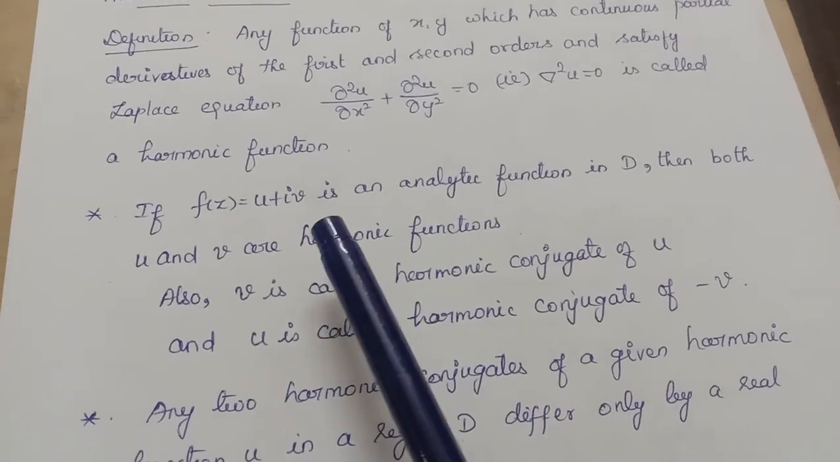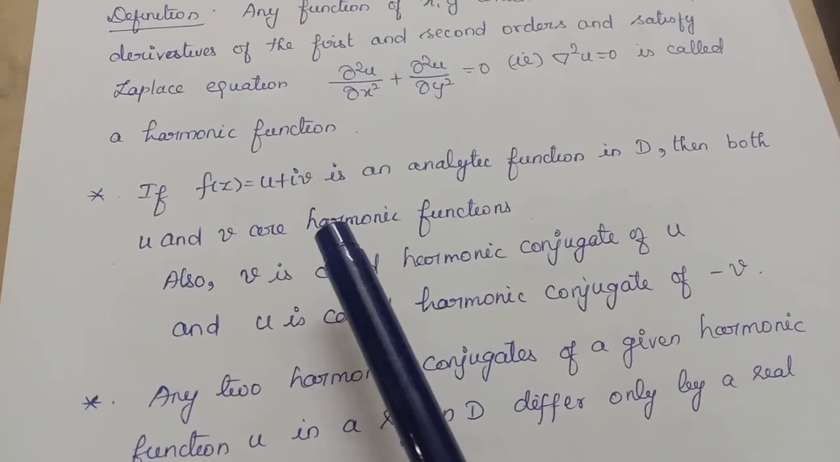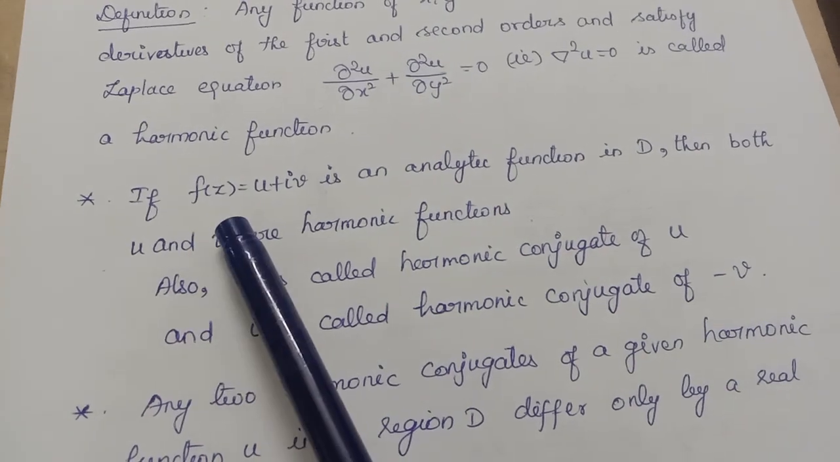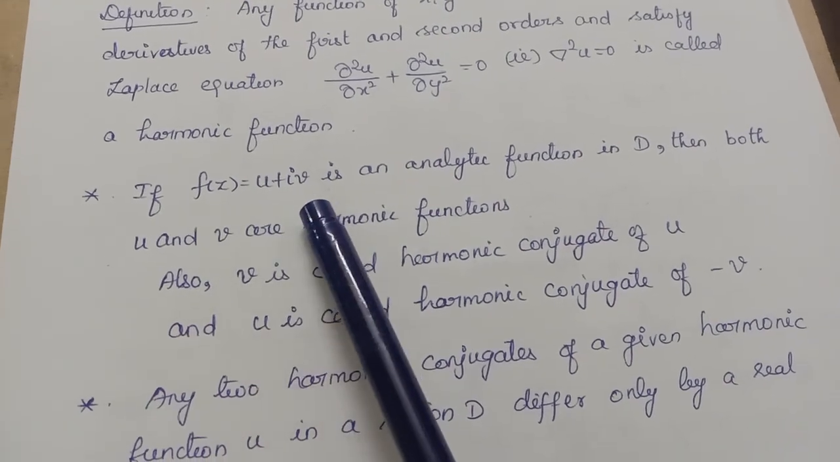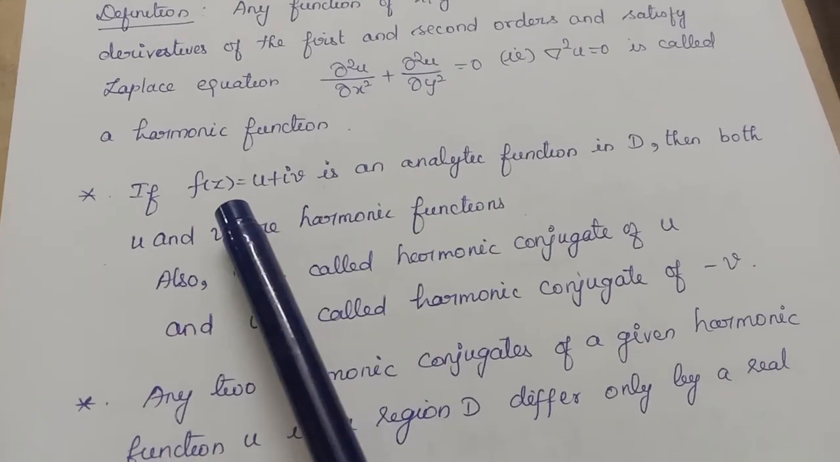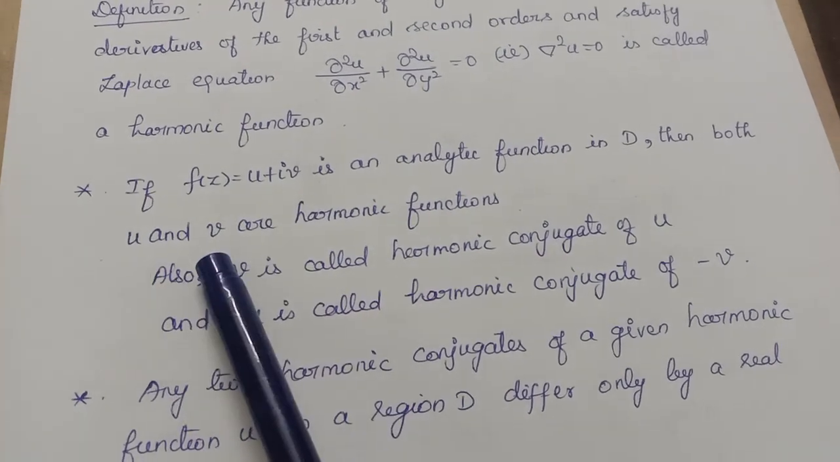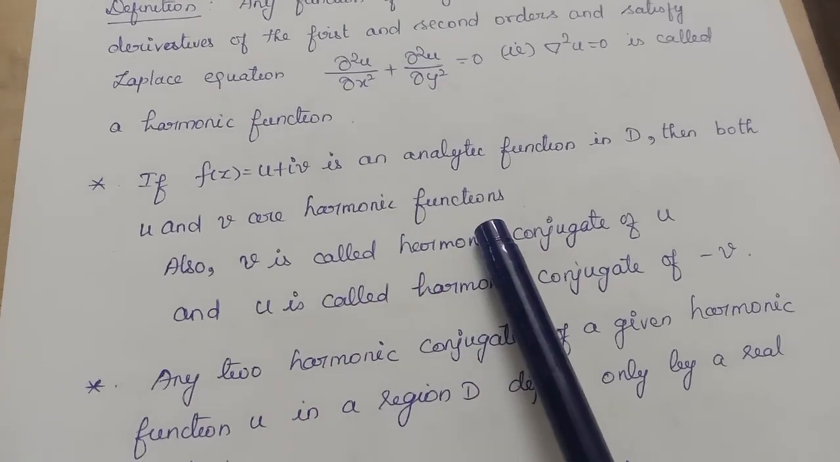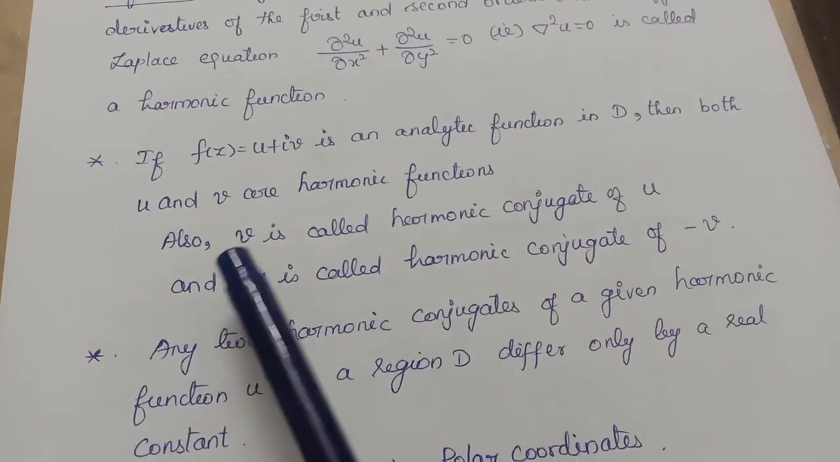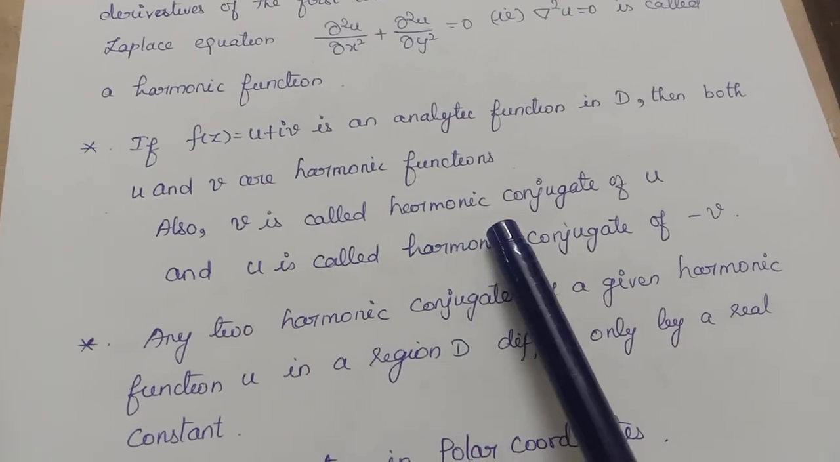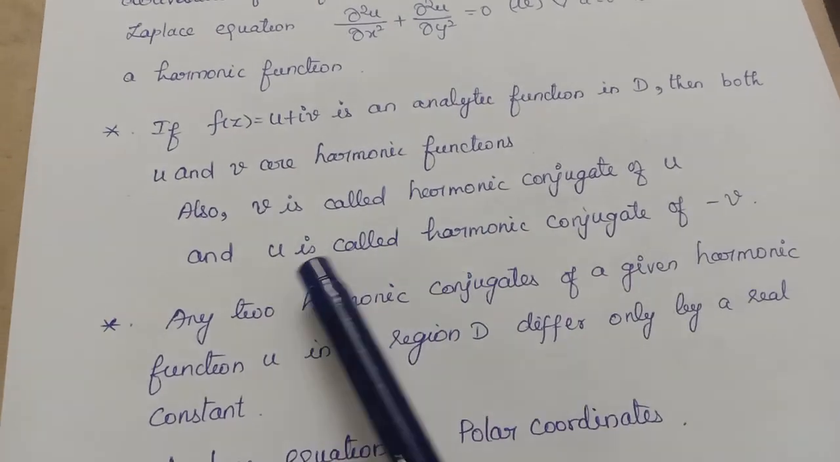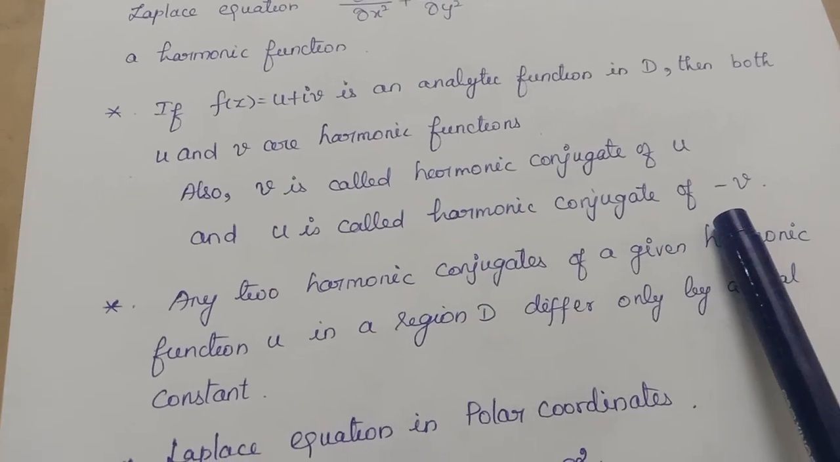Then let's see some important results about harmonic functions. If we have an analytic function f of z equal to u plus iv, then its real and imaginary parts u and v are both harmonic functions. And this v is called the harmonic conjugate of u, and u is called the harmonic conjugate of minus v.